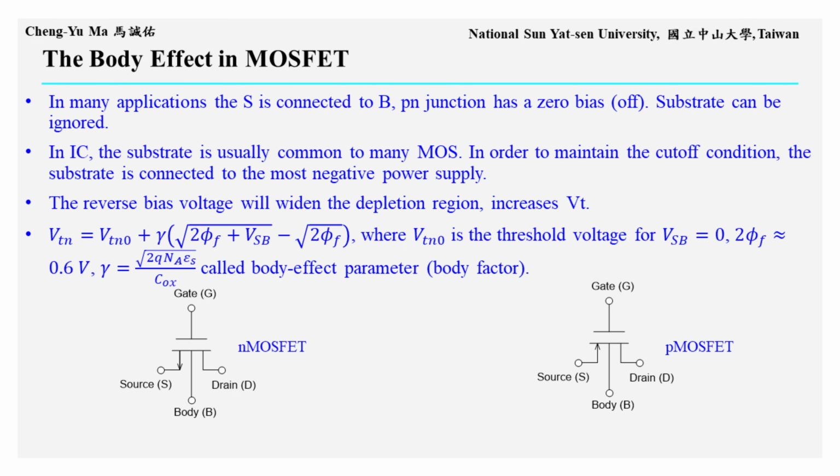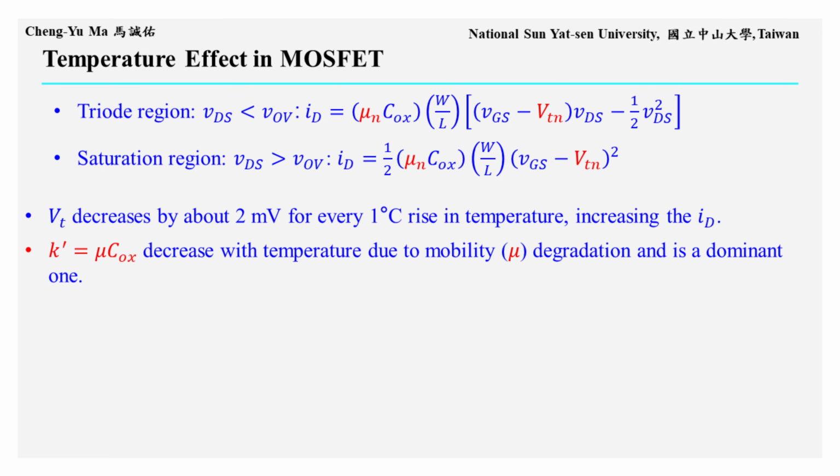For an NMOS device, VTN equals VTN0 plus gamma times the quantity, square root of 2 phi f plus VSB minus square root of 2 phi f. Here, VTN0 is the threshold voltage when VSB equals 0, 2 phi f is related to the channel doping concentration, and gamma is the body factor. In this course, the key idea is that when VSB is not 0, the threshold voltage changes. If VSB creates reverse bias, the magnitude of VT increases, so for the same VGS and VDS, the drain current ID decreases.